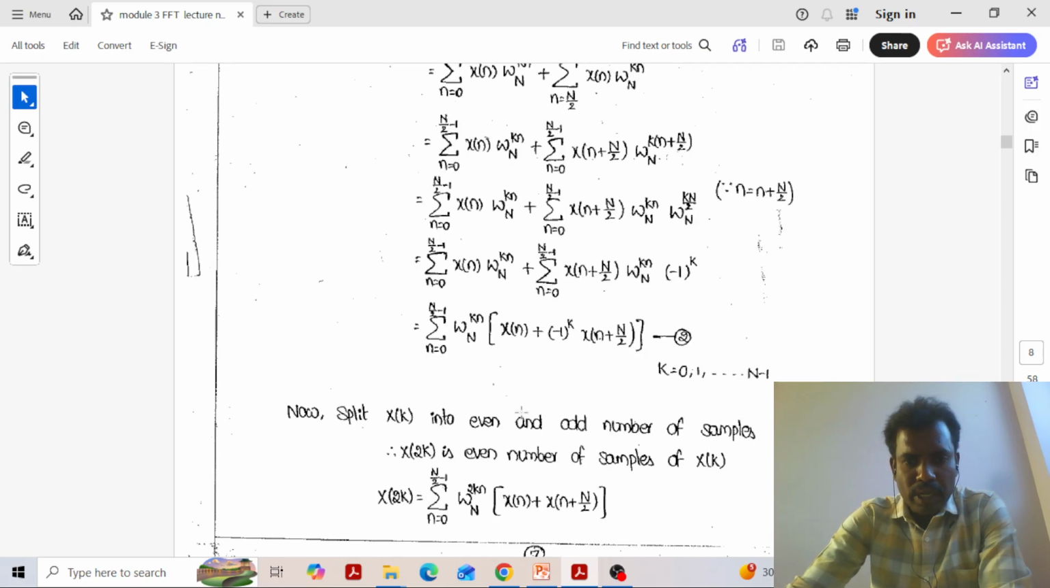Now if you substitute k equal to 2k, this minus 1 whole power 2k will become plus. When you substitute k equal to 2k plus 1, that is for odd samples, then minus 1 whole power odd will be minus.